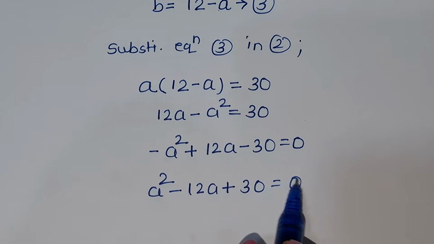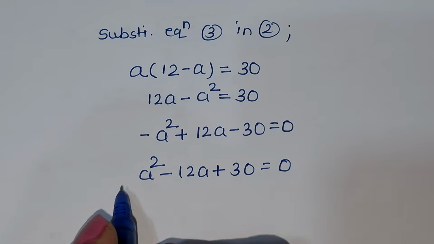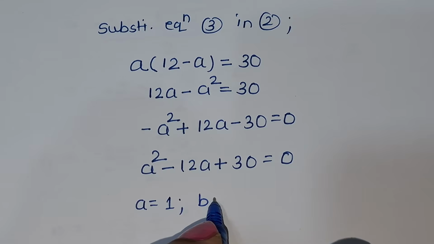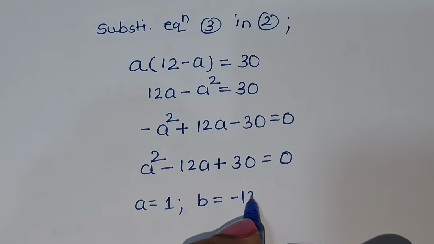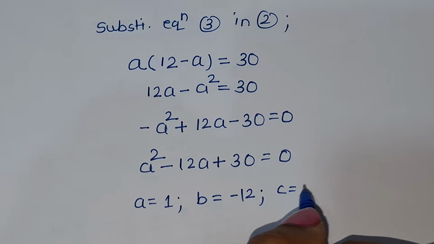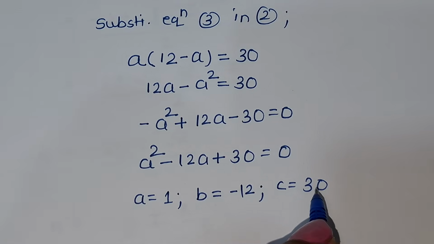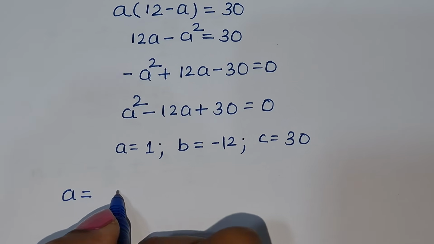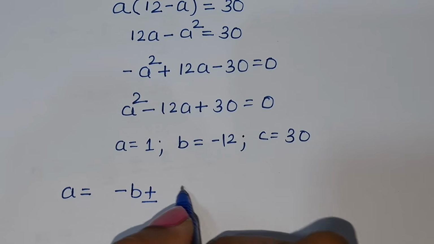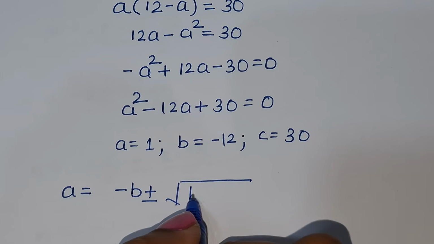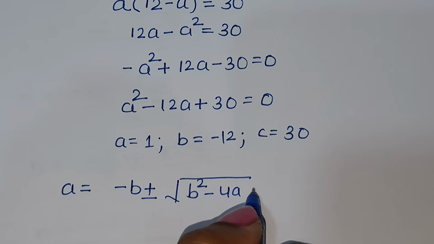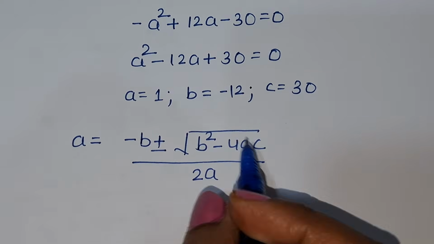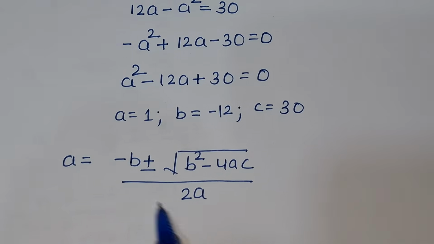Now we have to check the coefficients. So here the coefficient of a square is a equal to 1, b equal to minus 12, and c equal to 30. Now we are using the formula. So a is equal to minus b plus minus square root of b square minus 4ac upon 2 times a. This is the formula. Now we have to substitute these values in this formula.